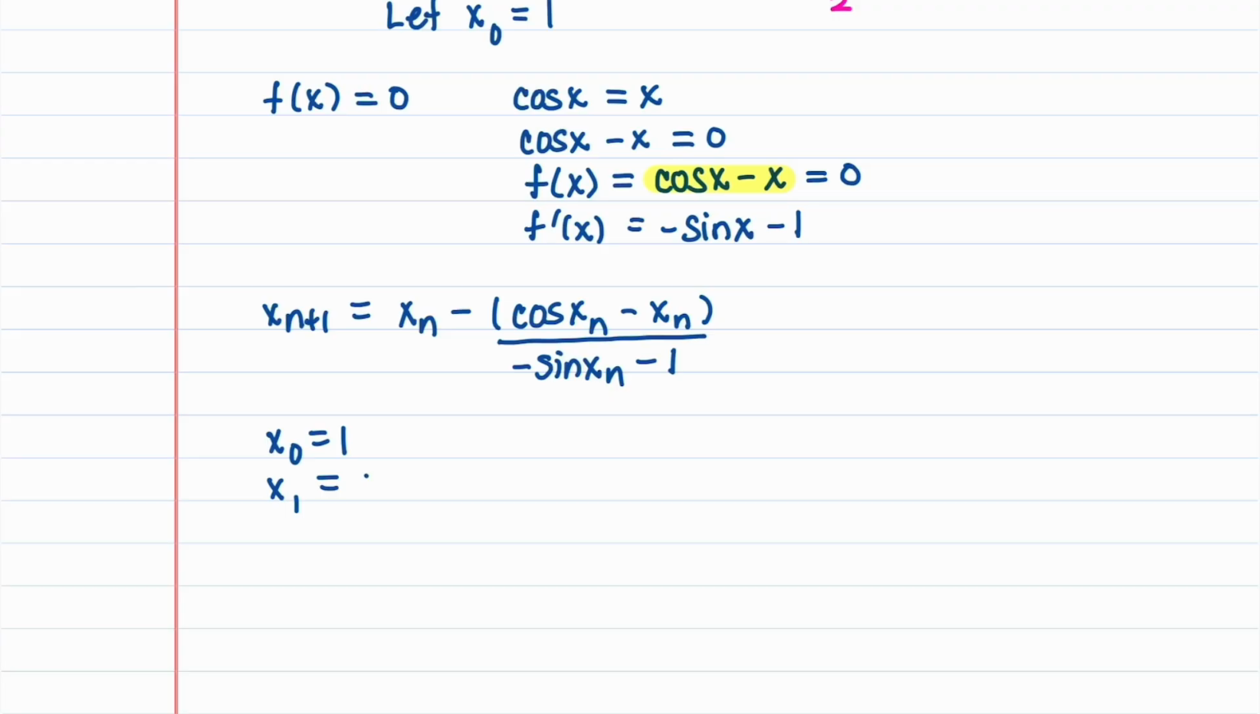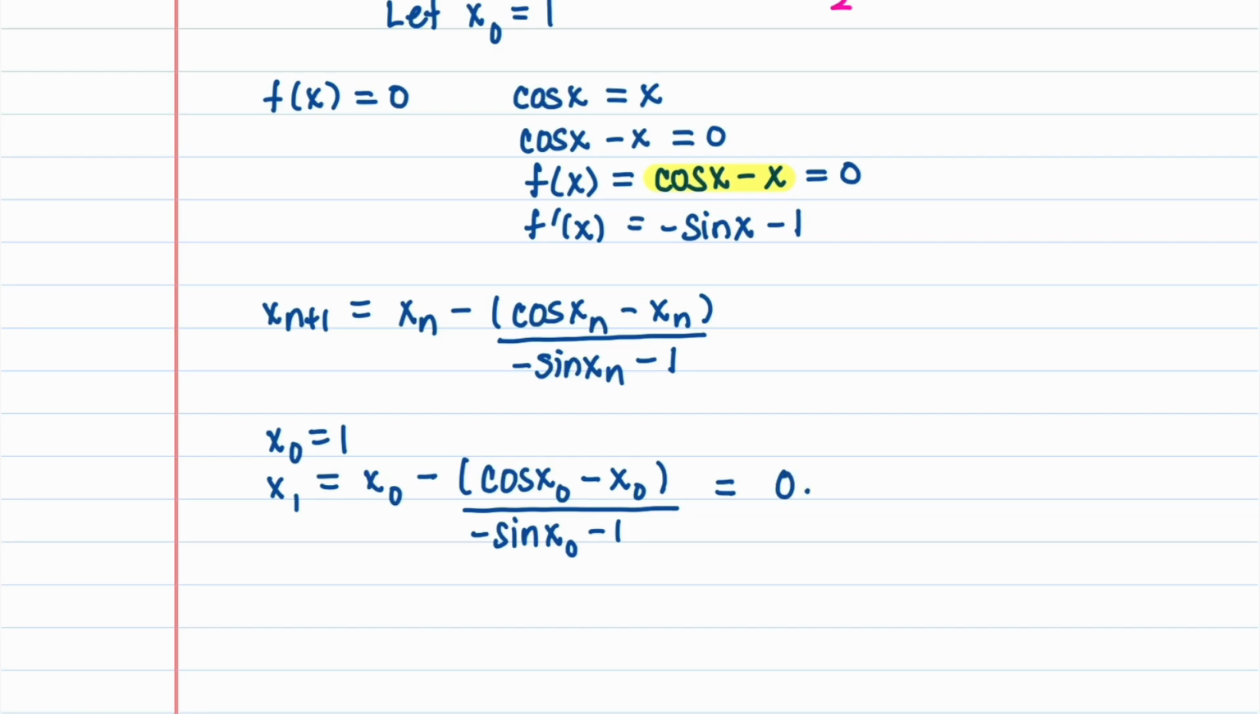We now can find x1. Let's write down the formula. It is going to be x0 minus cosine x0 minus x0, all divided by minus sine x0 minus 1. x0 is 1, and you put that into your calculator, and you get a value of 0.750364. I wrote down 6 decimal places because our approximations need to agree to 6 decimal places. Notice that x1 does not agree with x0, so that means we need to keep going, and we need to find x2.